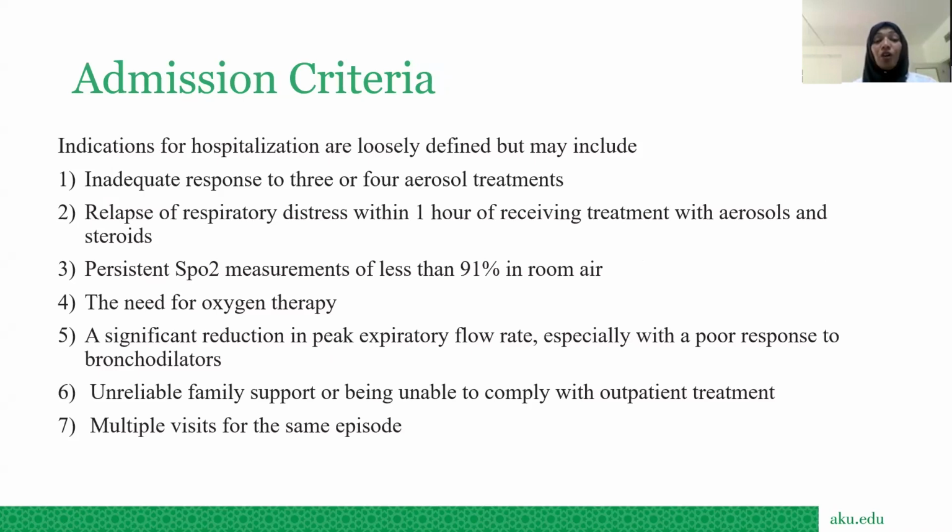Admission to the hospital. When we have to admit a patient with asthma to the hospital, there are no standard indications for admission, but these are loosely defined. We can include inadequate response to the initial 3 or 4 aerosol treatments, relapse of respiratory distress within 1 hour of receiving treatment, persistent oxygen saturation less than 91% on room air, need for oxygen therapy, and significant reduction in the PEFR, especially with a poor response to the bronchodilators. Then there are psychosocial indications, like unreliable family support or being unable to comply with outpatient treatment, and multiple visits for the same episode. Then we can admit the patient to the hospital.